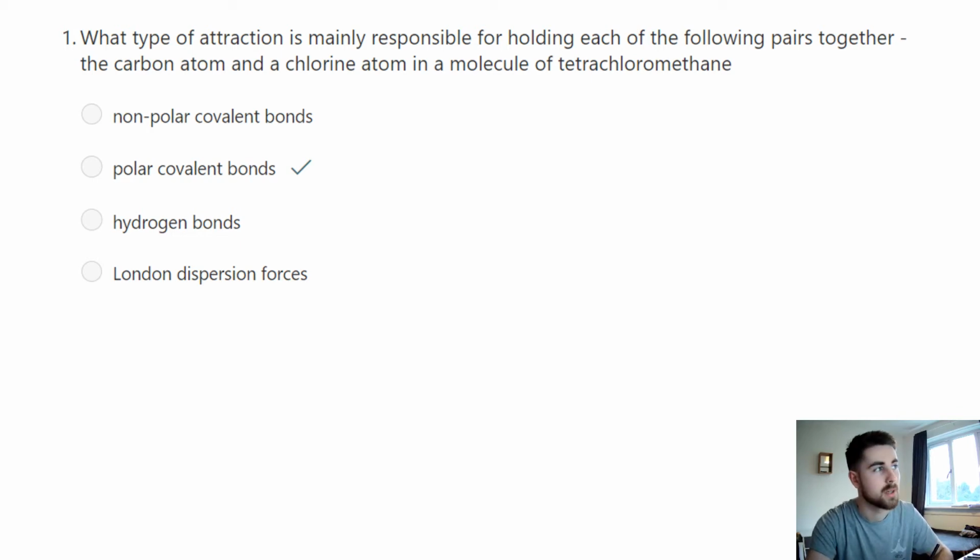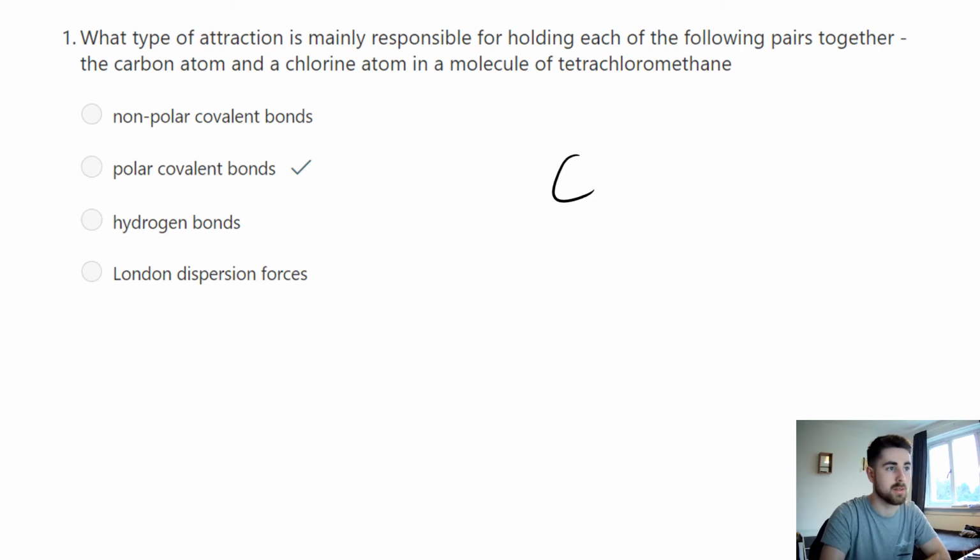Okay, for this first question, we're asked to look at the attraction between a carbon atom and a chlorine atom in a molecule of tetrachloromethane. So what we want to first think about is what type of bonding do we have here? Are we talking about intermolecular bonding, which is the different bonds between different molecules, or are we talking about intramolecular, which is the bonds within a molecule? So we're asked about the carbon atom and the chlorine atom's attraction. So we're talking about within the molecule here.